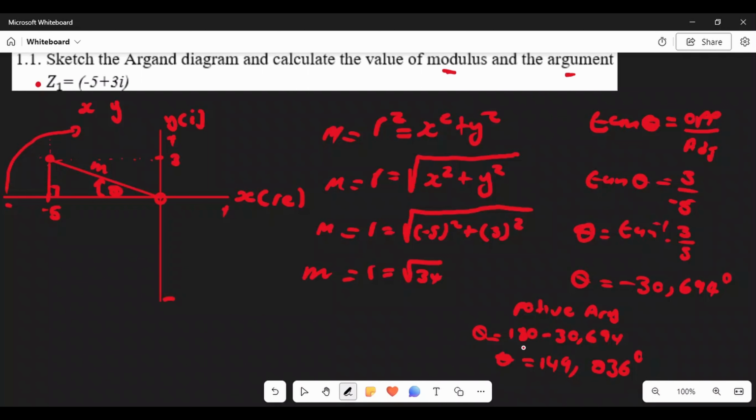Some of you may ask, why are we subtracting from 180 here? It's because this is how we represent this quadrant, 180 minus theta. So this is going to act as a reference. But then it depends, guys. If they don't say find the positive argument, this is the correct answer. But if they say find the positive argument, this one is the correct answer.